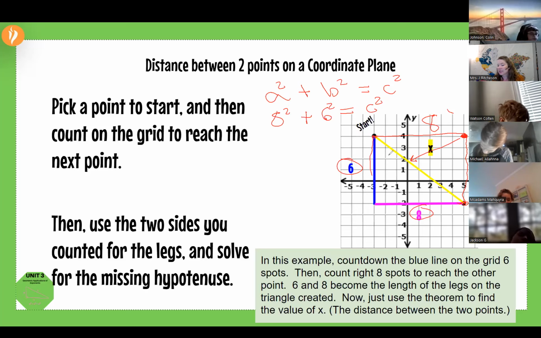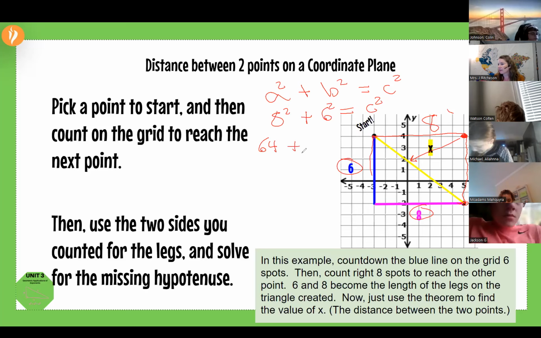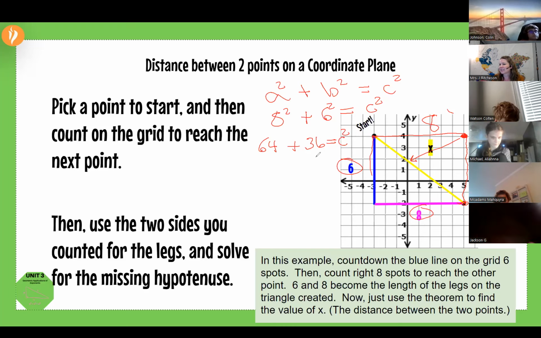Yep, 64. Some of you were chatting me. I appreciate that. What is 6 squared, everybody? 36. That's exactly right. And what does 64 plus 36 equal? 99? So close. Is it 99? 100. I think it's 100.